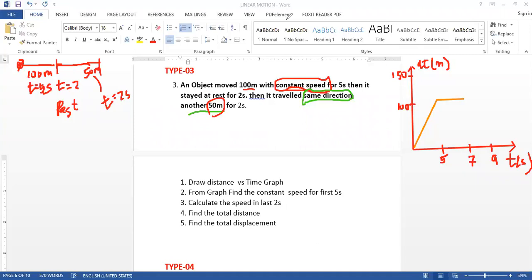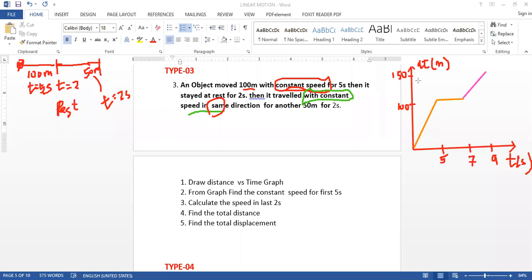Then I can draw the graph. How is it moving? It is not given as moving. It travels with the same velocity, in the same direction. It traveled with constant speed. There is a mistake. In the same direction, for another 50 meters for 20 seconds. So if it's moving at a constant speed, right? If it's moving at a constant speed, then I can draw something like this.